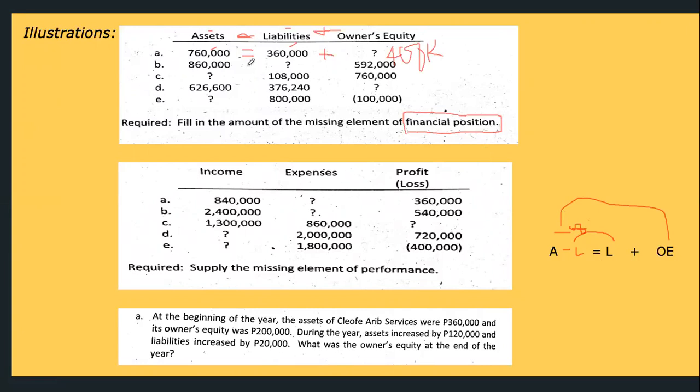Second, letter B. So, missing si liability. You have total assets 860. Dapat equal. So, the total liabilities plus owner's equity. You have 592 na owner's equity. So, atong button ani, that's 860 minus 592.